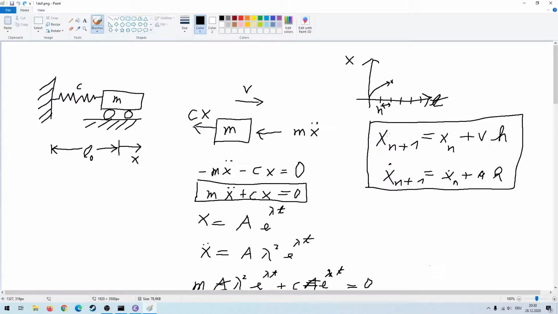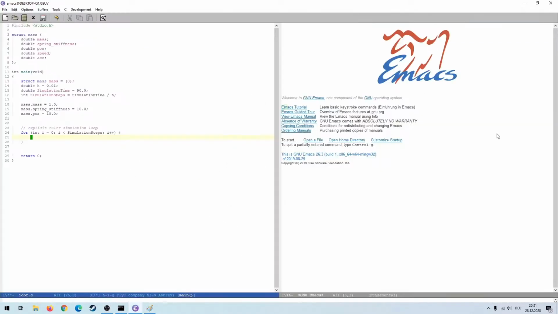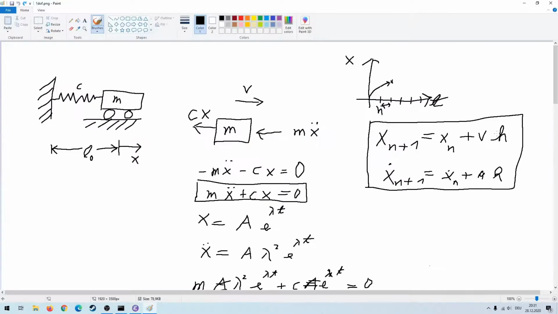What we want to compute or simulate are these two equations. So let's start with the position. The new position is the current position plus the velocity times the time step. Okay, we have everything for that. So the new position is the current position plus the speed times our time step. That was pretty easy.